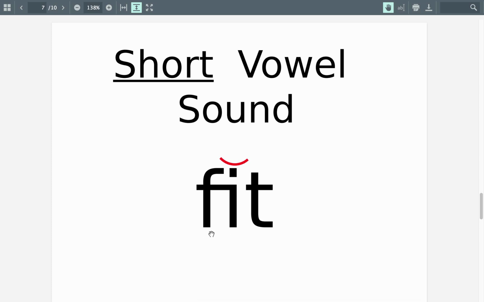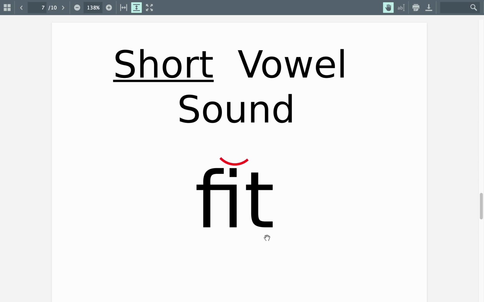So, sound it out, blend it together, fit. Really quickly, everybody, fit. Good. If you're healthy and fit, you probably exercise and eat well. It is a short vowel sound. It's I. I can represent two sounds. It could also make the long I sound, and in this word I know it's the short sound because it's followed by a consonant.